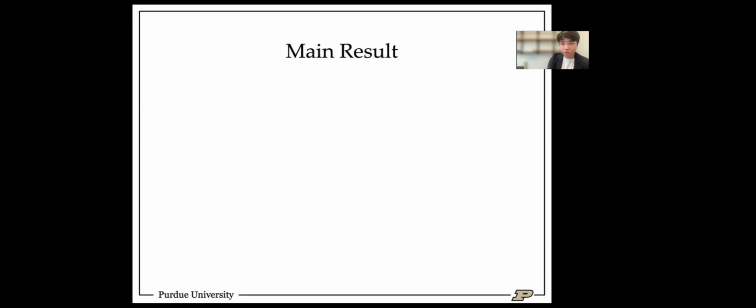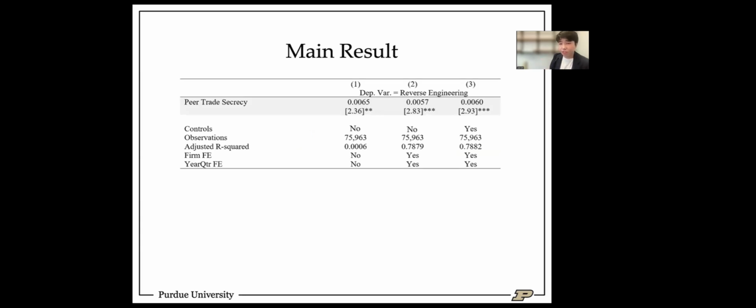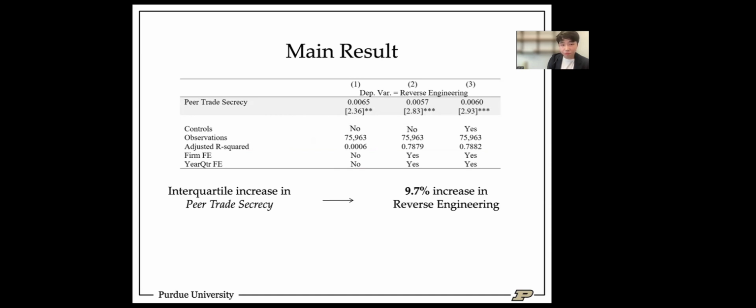Turning to the main result, what we show is that there is a significant statistical relationship between the amount of your competitors that engage in trade secrecy and how that affects these companies' reverse engineering activities. In terms of economic magnitude, if you're moving from the 25th to the 75th percentile in terms of the trade secrecy measure, there's around a 10% increase in this type of activity, suggesting that it is significant in the sense of economic magnitude.